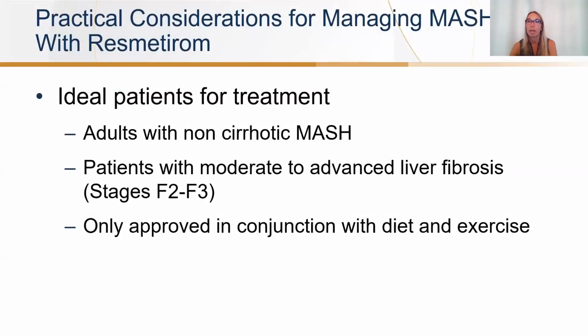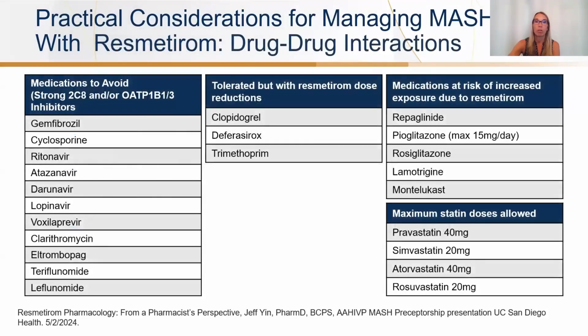So what are some of the practical considerations for managing patients with resmetirom? So that ideal patient for treatment is really that adult population without cirrhosis with moderate to advanced liver fibrosis, so stages 2 and 3. And remember, this is only approved in conjunction with diet and exercise. So we still want our patients working on a healthy diet, regular exercise, and weight loss.